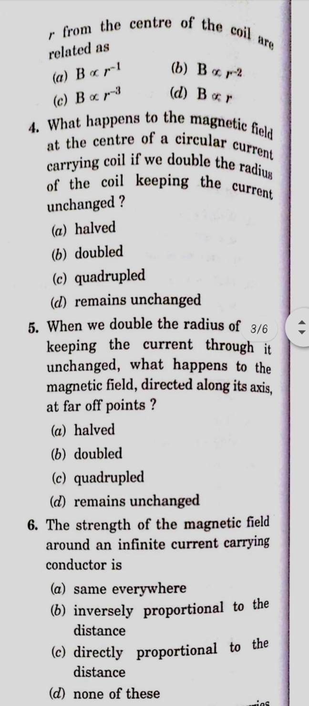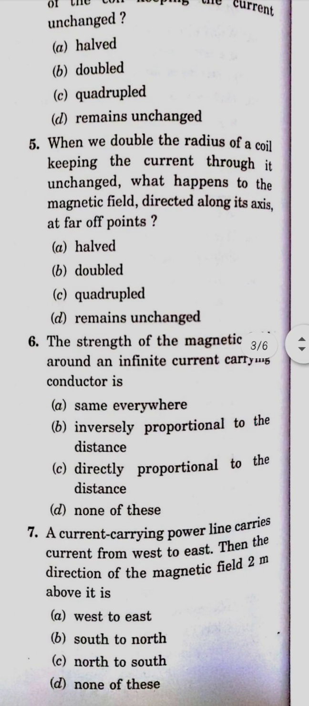Okay, so the next question: when we double the radius of the coil keeping the current unchanged, what happens to the magnetic field directed along its axis at far off points?